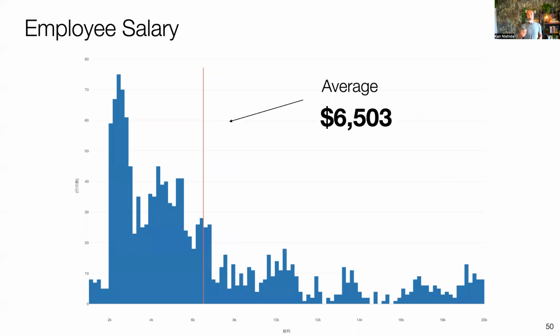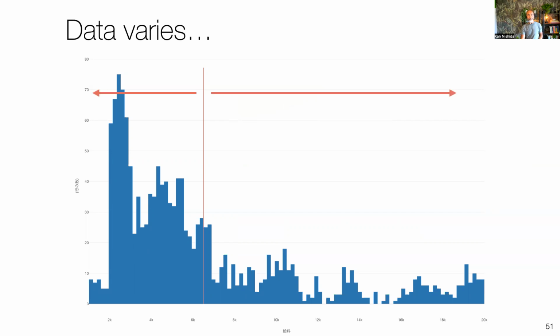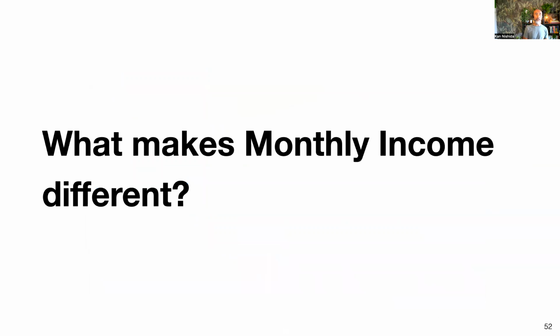Because when I use a histogram to try to visualize the distribution of the salary, or monthly income in this case, even though the average or mean is $6,503, there is a lot of variance in the data. So the question is, what makes monthly income different? Where is this variation coming from? What makes that different?